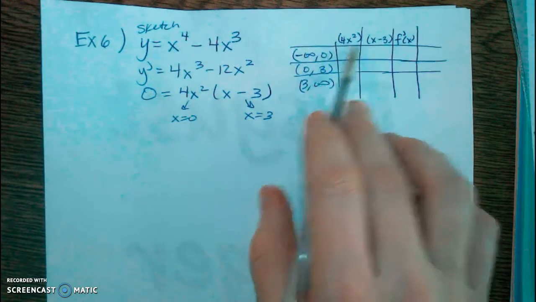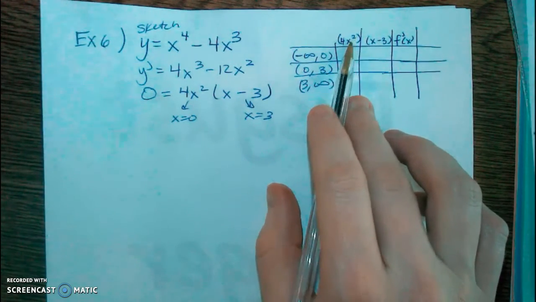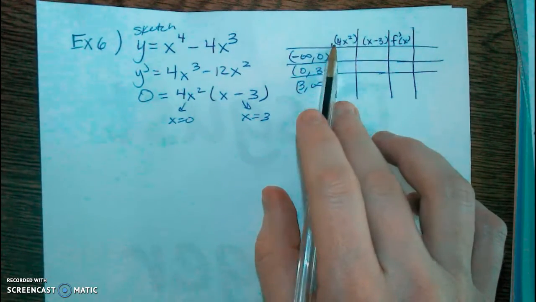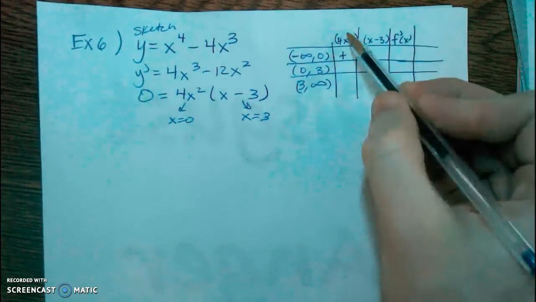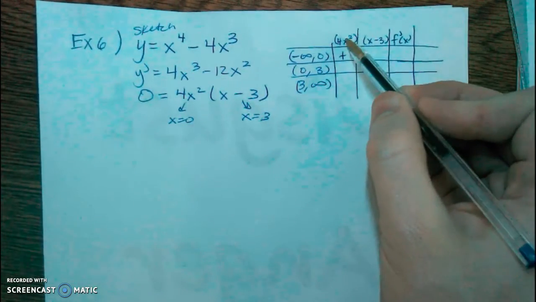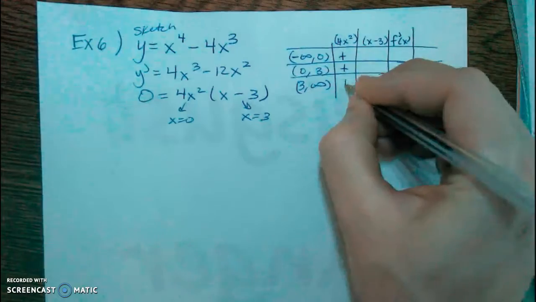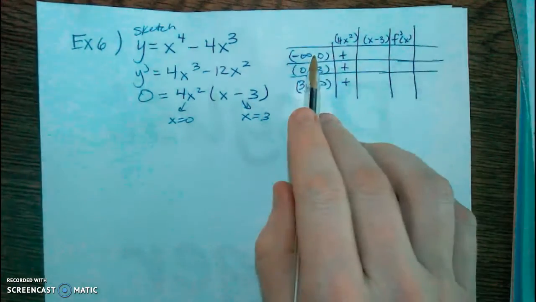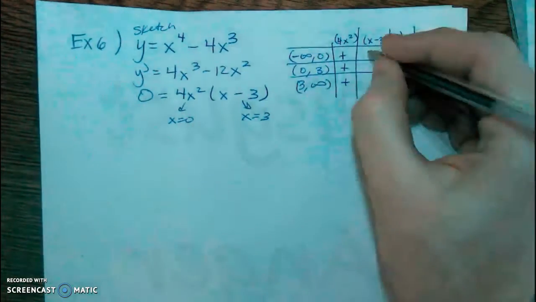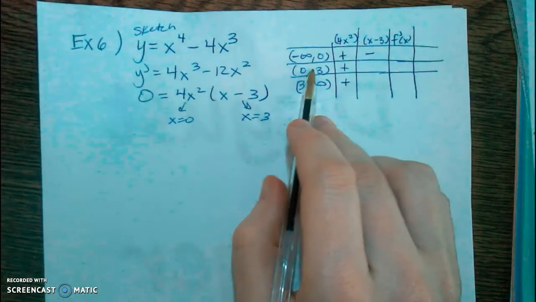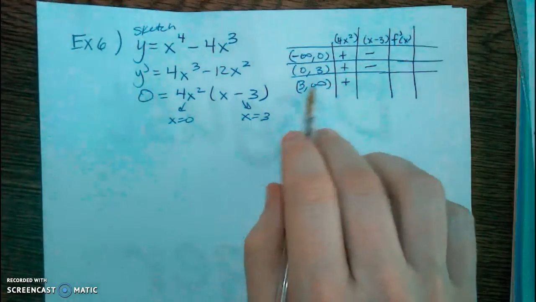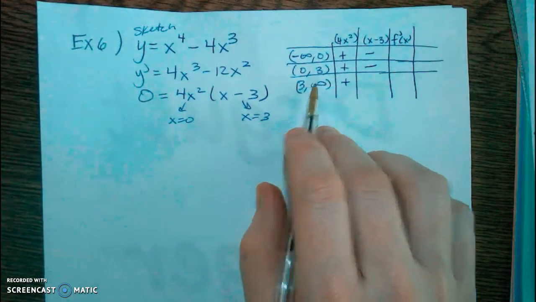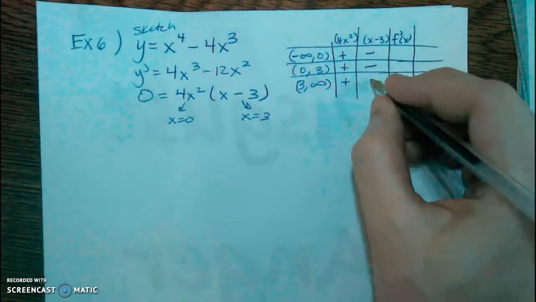like say negative 10, the negative will go away when I square it, and then you just multiply by a positive. So this will be positive. And actually, no matter what you plug into this, you'll always square away the negative. So this whole column is going to be positive. Here, if I test a negative 10, this will be negative. If I test a number between 0 and 3, like 1, it'll be negative. If I test a number between 3 and infinity, like 10, it would be positive.